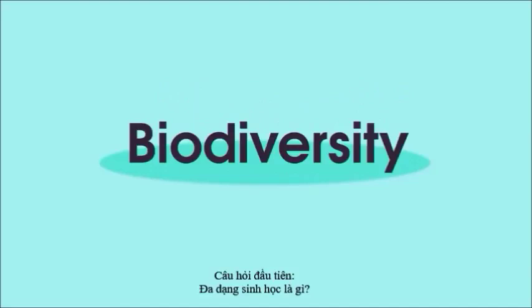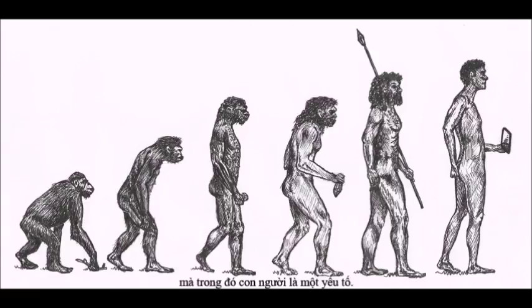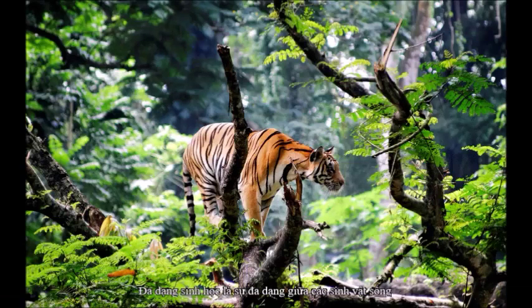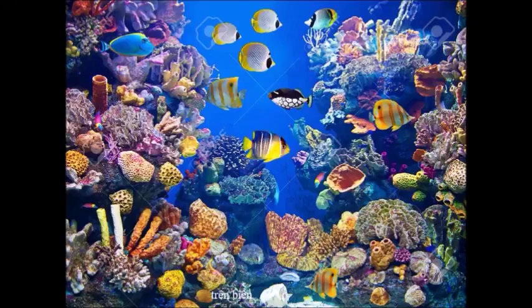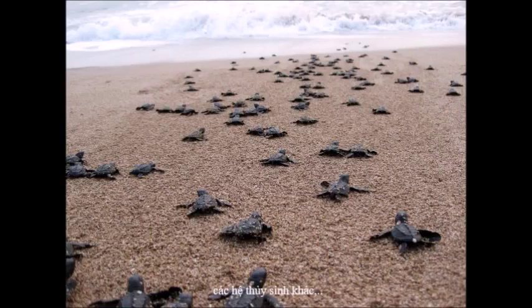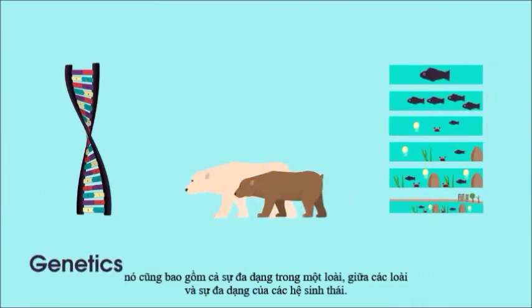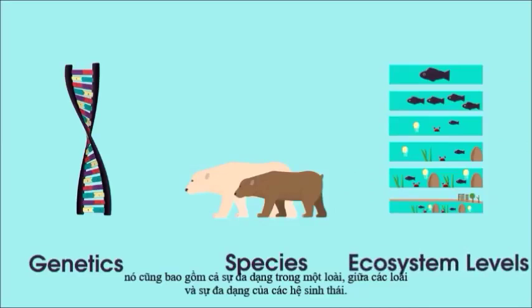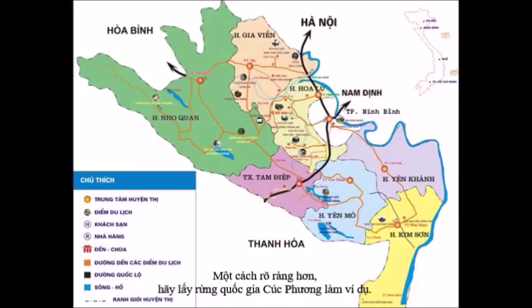First question. What is biodiversity? It is an enormous biological system which human beings are an element of. Biodiversity, or biological diversity, is a variability among living organisms from all sources, including inter alia, terrestrial, marine, and other aquatic ecosystems, and the ecological complexes of which they are part. This includes diversity within species, between species, and of ecosystems. The more intertwining there is between these three features, the denser and more resilient the web becomes.